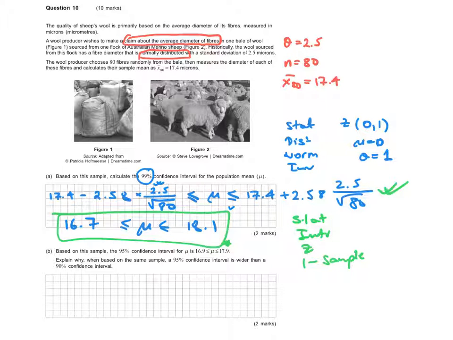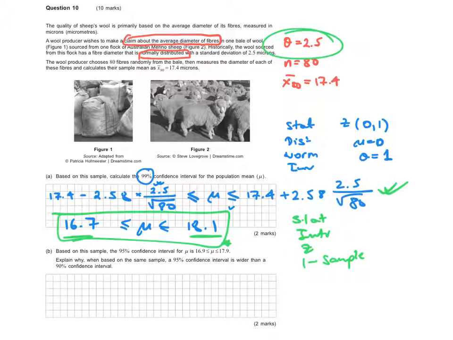Standard deviation is equal to, now it's not equal to 1. Where's our standard deviation? Here, 2.5. Then x bar, sample mean 17.4, sample size 80, and you should get the lower bound 16.7 and the upper one 18.1. Pay attention to how many decimal places or significant figures you have to have.